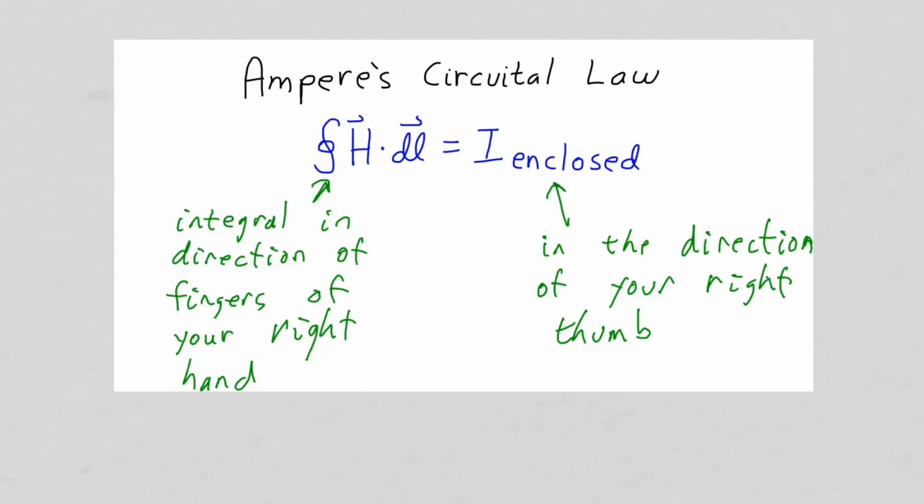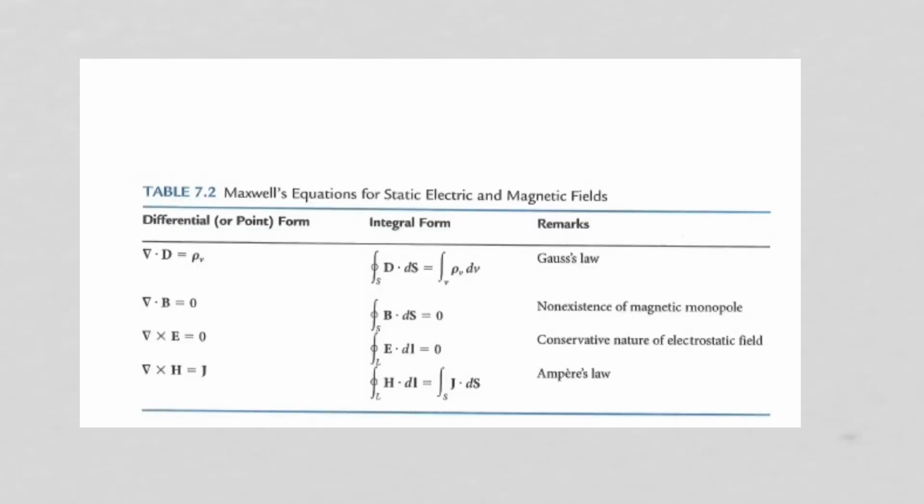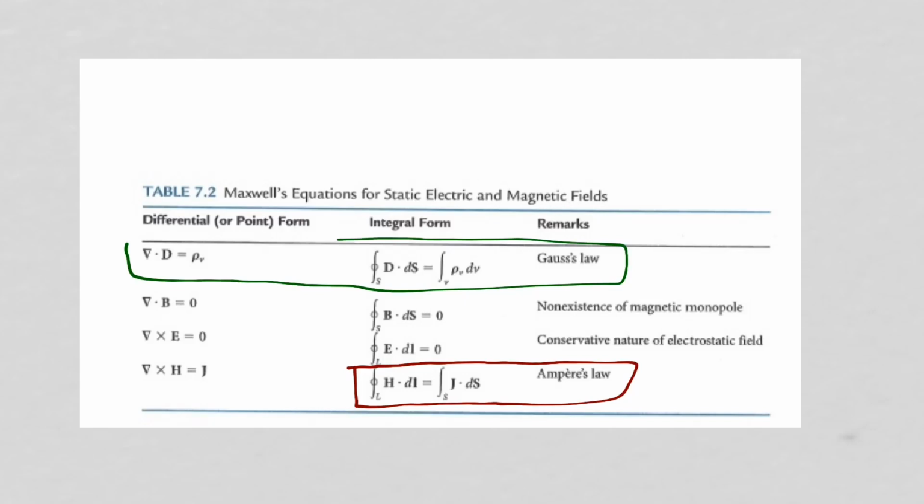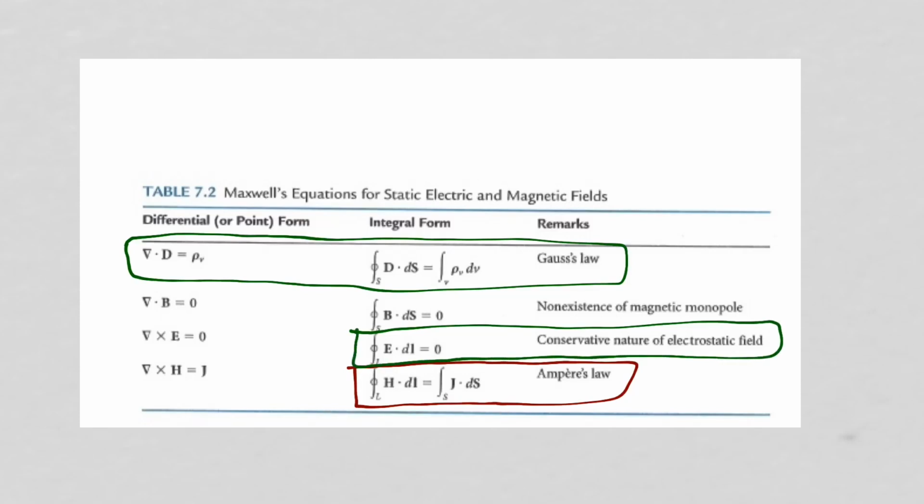We now have the integral form of Ampere's circuital law, which we've added to our previous Gauss's law in integral and point form and the conservative nature of the electrostatic field in integral form to our list of Maxwell's equations for static electric and magnetic fields. We'll shortly find the point form of Ampere's circuital law, which will allow us to obtain the point form of the conservative nature of the electrostatic field.